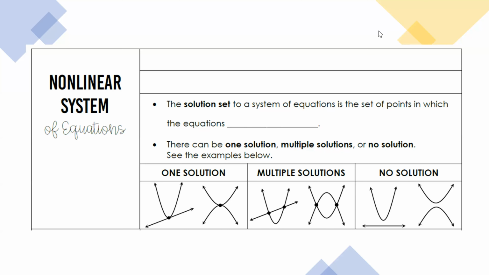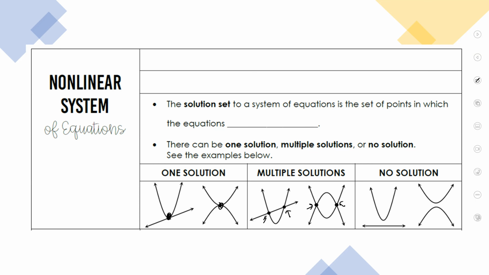All right, so today we're going to talk about systems. And it's called nonlinear systems because we're dealing with quadratics. So notice in this first case, we have just one solution because these lines intersect at just one point. So those are one solutions. Sometimes you'll have multiple solutions. This one has two where they intersect, and this one also has two. And then sometimes you have no solutions because they never intersect at all.